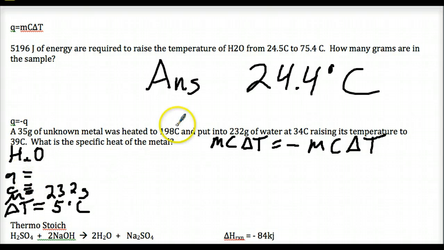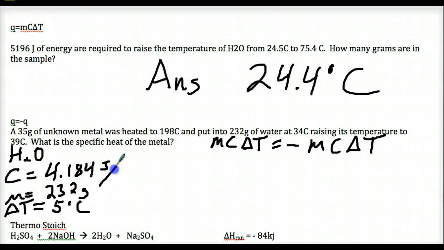The C value, and I realize now I'm running out of room. I do not need Q. We're getting rid of Q because we're setting them equal to each other. So let me just amend this just very slightly. Okay. So I have my delta T, I have my M. The C for water, you should know, is 4.184. We've used that now probably 30 times. Grams per degree Celsius.